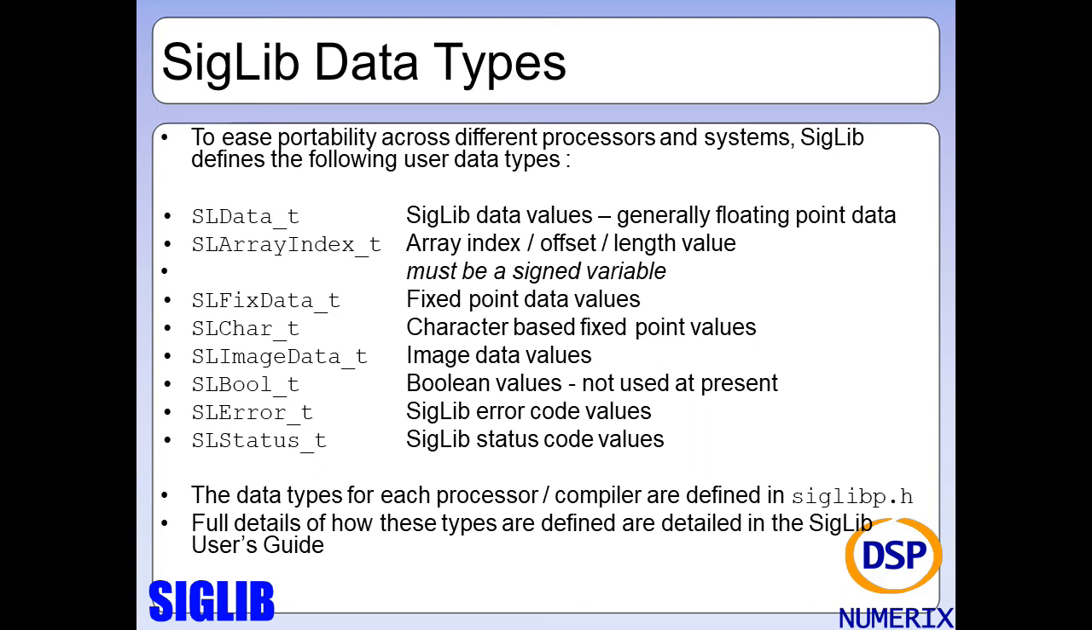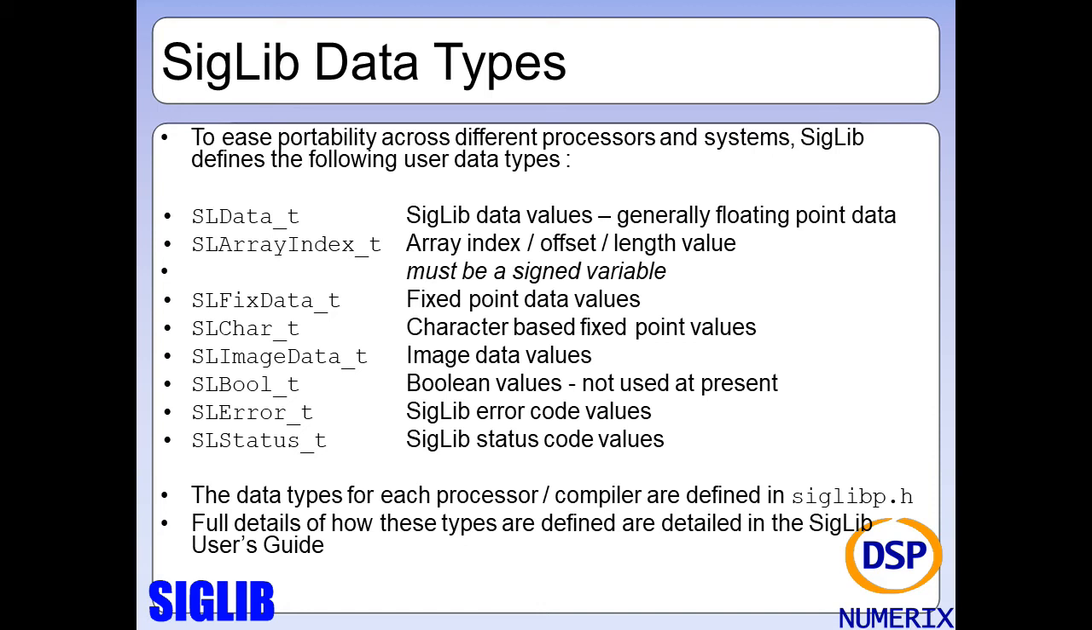Some of the SigLib functions use fixed point data types, and the SigLib fixed point data type is declared SLFixData_type. Other functions use character-based variables, typically 8-bit, which is used most commonly in modulator and demodulator functions. And these variables are declared SLchar_t. For image processing functions, the data is declared SLImageData_t. For Boolean variables, SigLib declares the type SLBool_t. This is not actually used at present, but it is declared for future use.